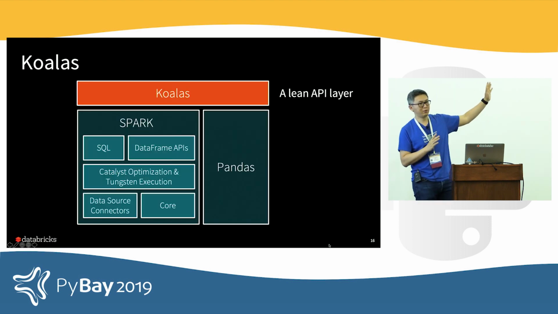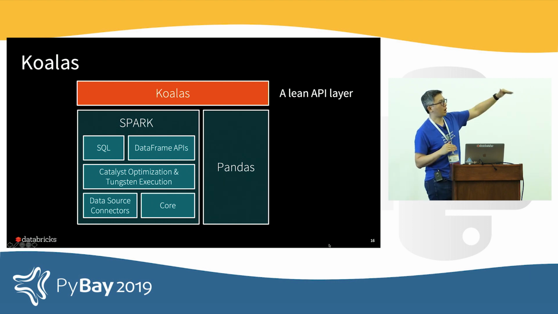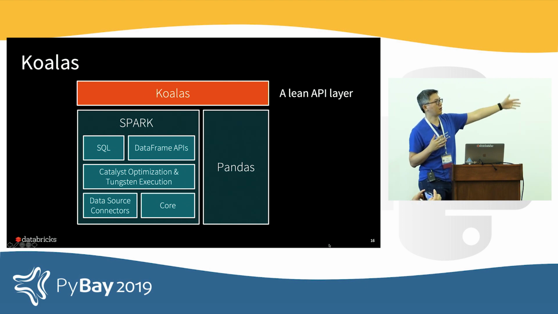Let me give you a big picture of what they are. Koalas is built on top of Spark and Pandas, and that's why it can utilize the Spark execution engine and optimizer directly. The reason I also add Pandas here is that when we implemented Koalas, for some APIs, we directly use the existing Pandas API.